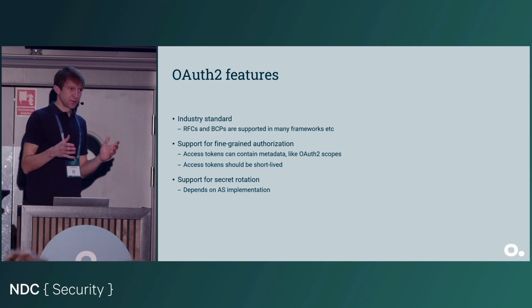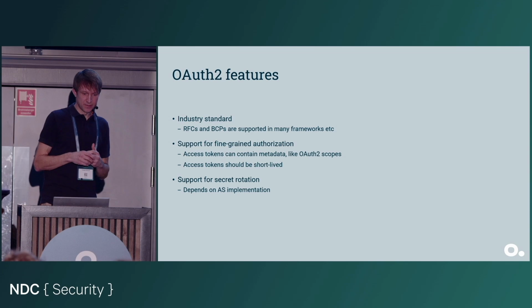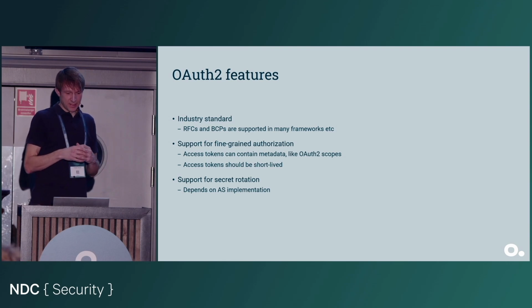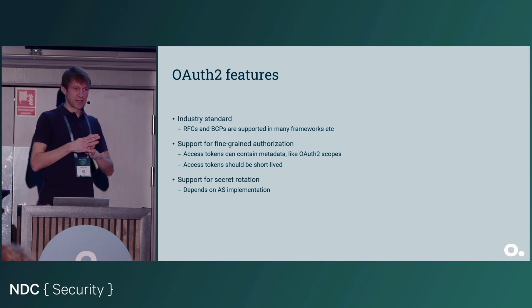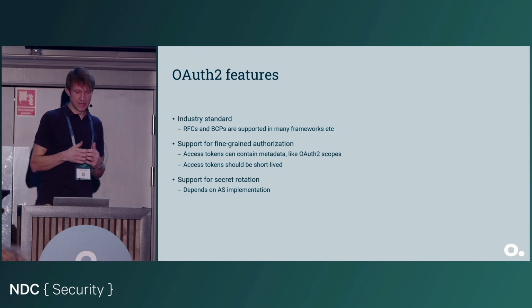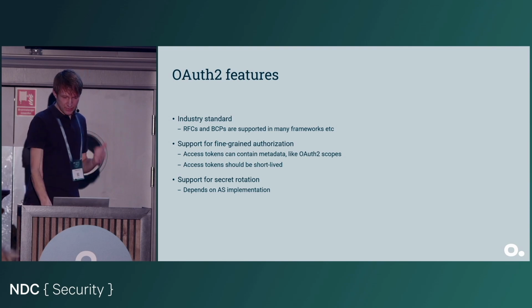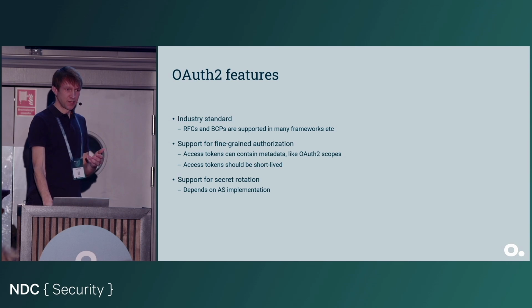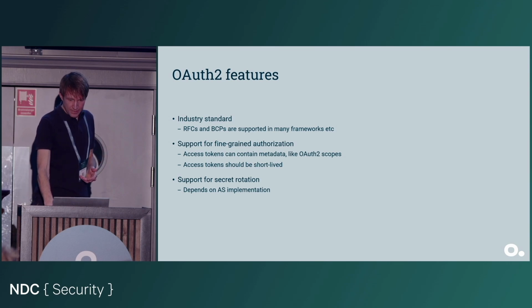But if we don't use these features, then it's quite similar to having an API key. If we have tokens that are valid for all APIs and don't use the scope part, then we haven't really gained that much, perhaps. So it's important to understand that we must also use the good OAuth features that we now have access to.